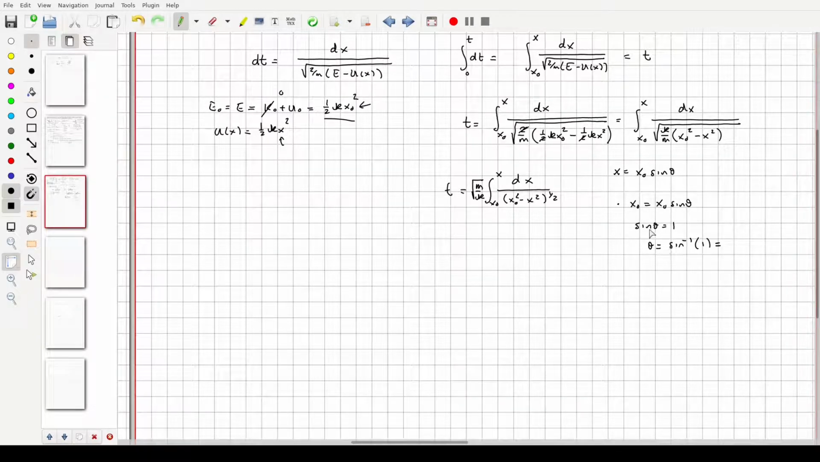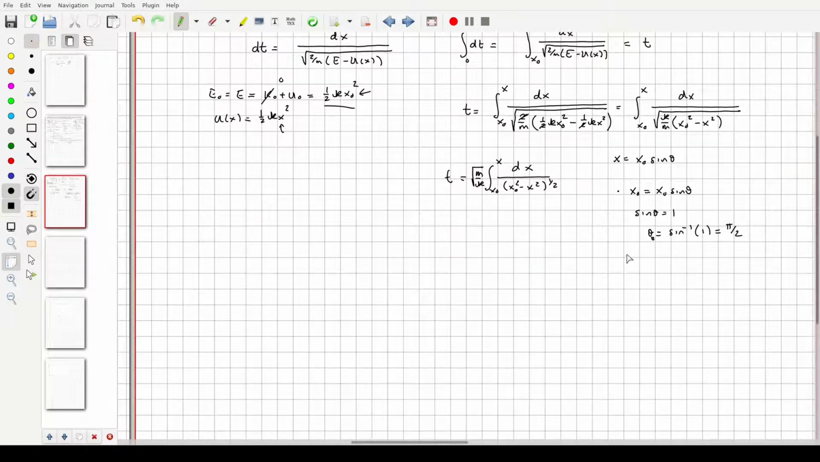And when is sine of theta equal to 1? Well, the easiest one would be when it's pi over 2. So our lower limit of integration is going to look like that. Our upper limit of integration is going to be when x is equal to x. You take the arcsine of both sides, and theta is going to equal this right here.